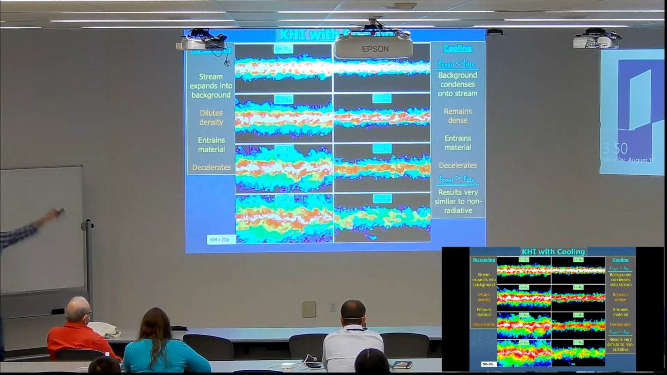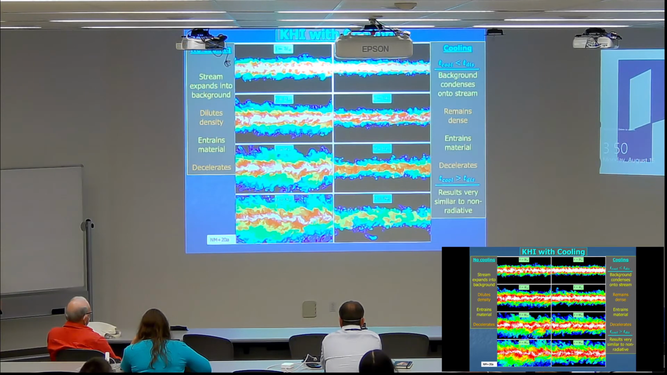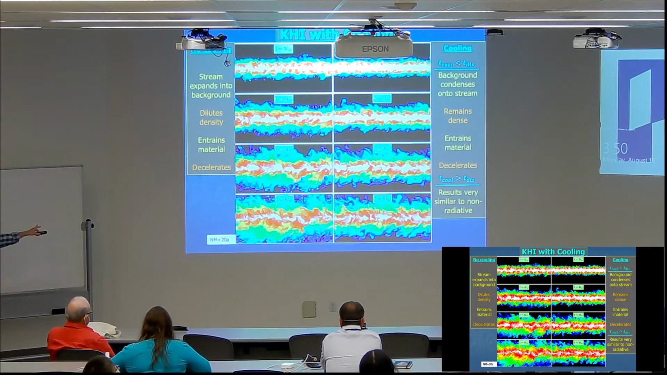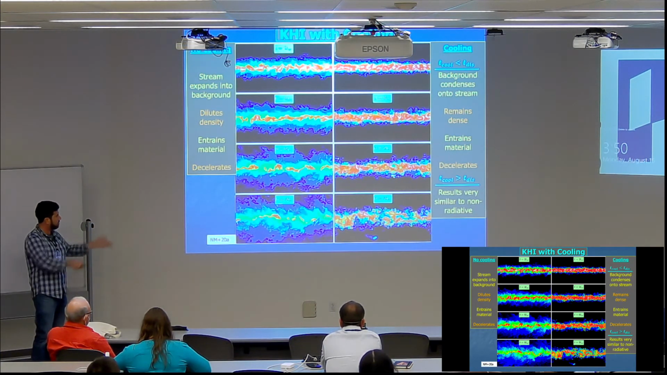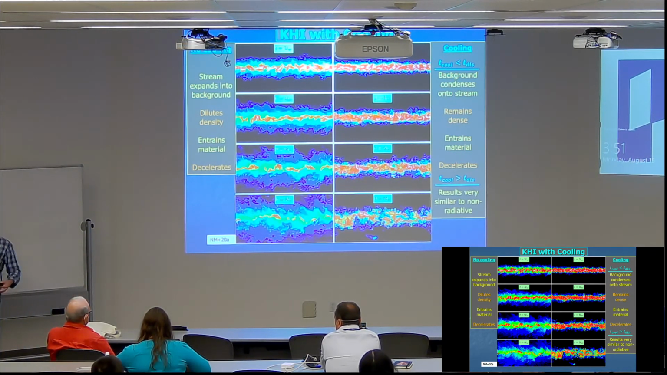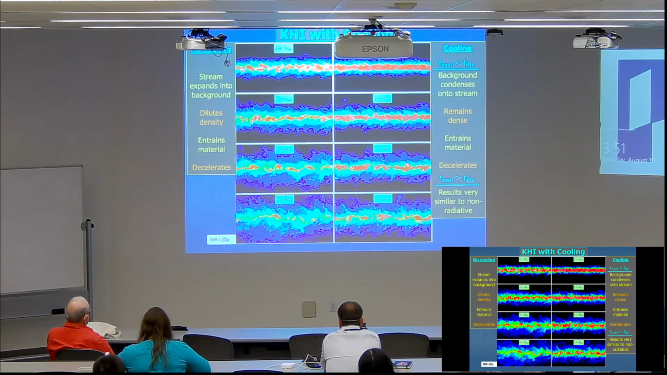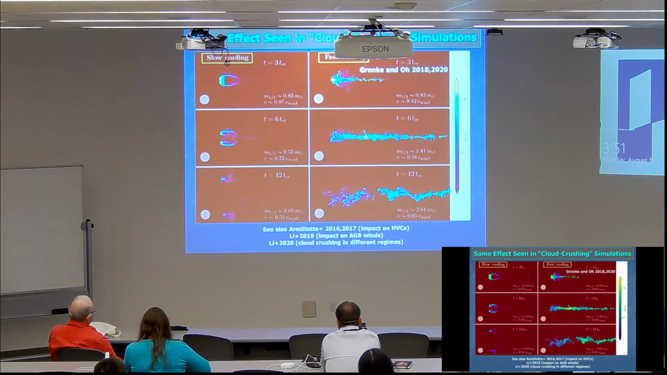If I run the same simulation, but just renormalize the length scales to put me in the regime of slow cooling, this is what it looks like. It's very qualitatively similar to the no cooling case. This is showing the same simulations, but now looking at the density, just again making the point that without cooling, the density drops. With cooling, the density remains quite high because I condense and entrain more and more material onto the stream itself. Slow cooling looks more similar to the no cooling case.